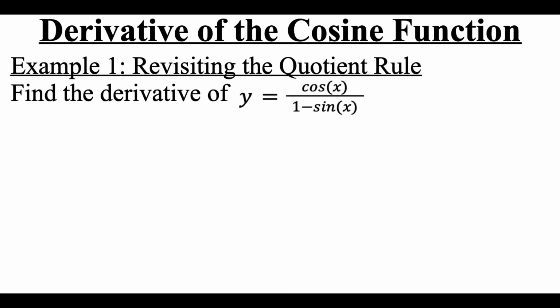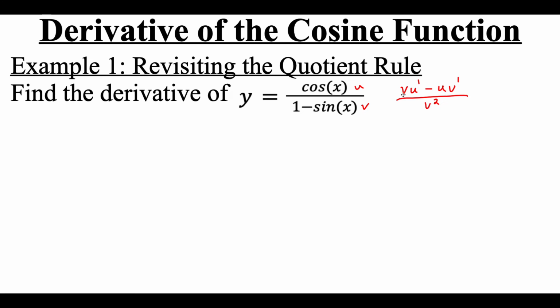So now that we've established what the derivative of the cosine function is, now we can use it to differentiate things. So we're going to differentiate the equation y equals the cosine of x over 1 minus the sine of x. Now because it's a fraction, we're going to have to use our quotient rule. The numerator is going to be our u value. The denominator is our v value. So remember, the way the quotient rule works is we take our v value times the derivative of u minus our u value times the derivative of v, and this is all over v squared.